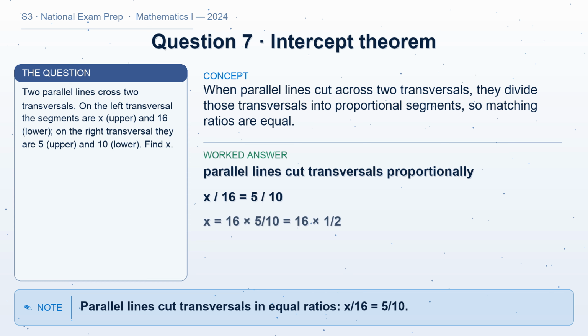x over 16 equals 5/10. Now 5/10 is 1/2. So x is 16 times 1/2, which is 8. The answer is x equals 8. Question 8.